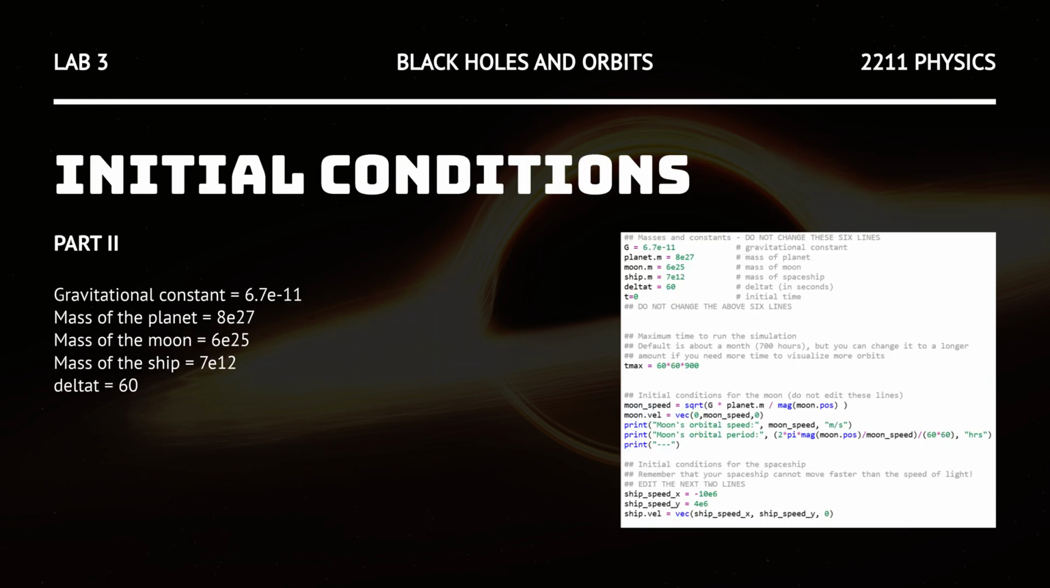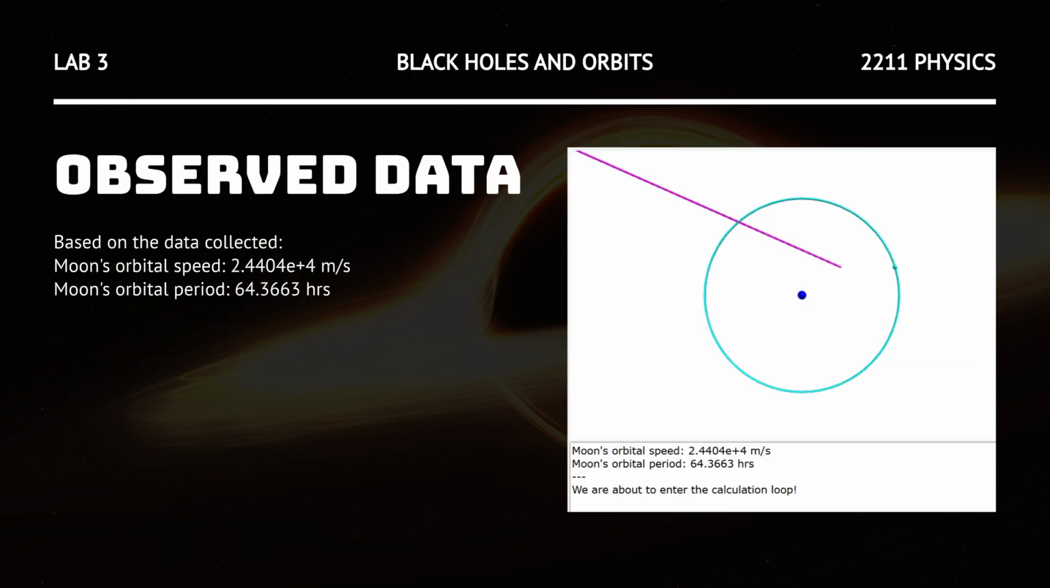For the initial conditions for Part 2, we use the same gravitational constant as in Part 1, but some additional information that we get is the mass of the planet, the mass of the moon, the mass of the spaceship, and of course delta T, which we can see placed in the code to the right. For the observed data, based on the data collected, the moon's orbital speed is 2.4 e to the 4th meters per second, and the moon's orbital period is an estimated 64 hours.